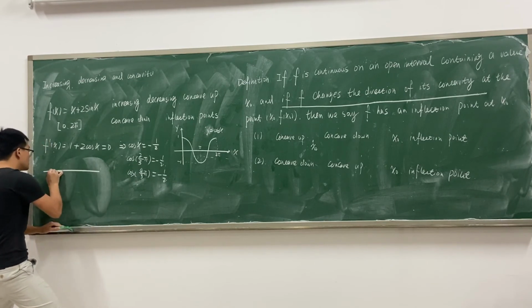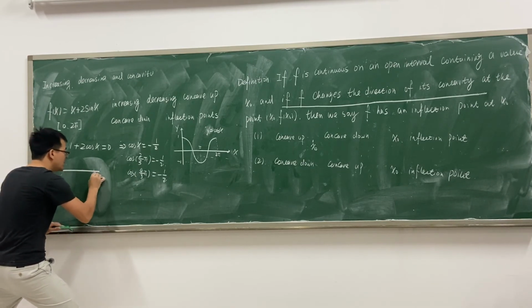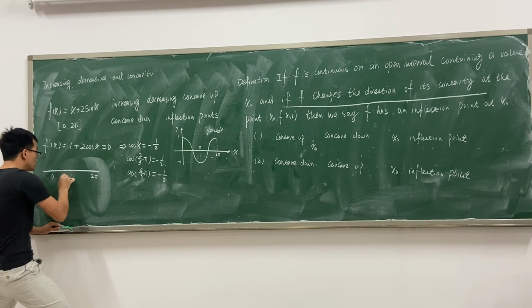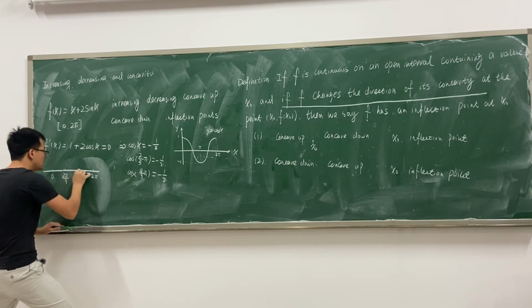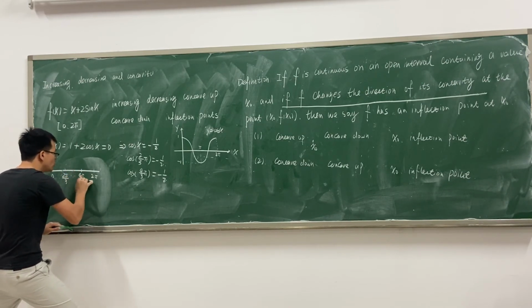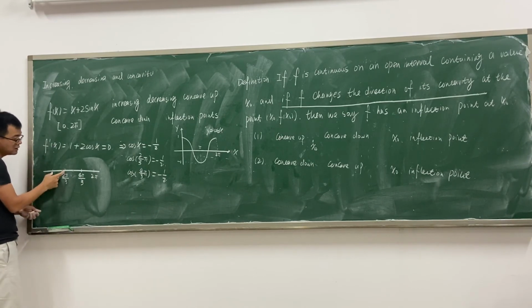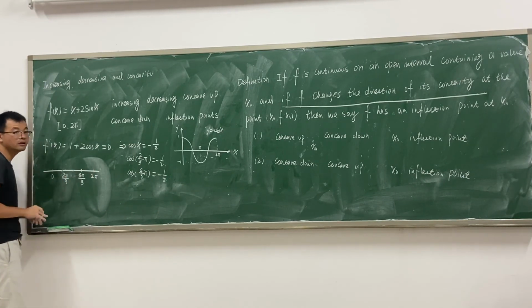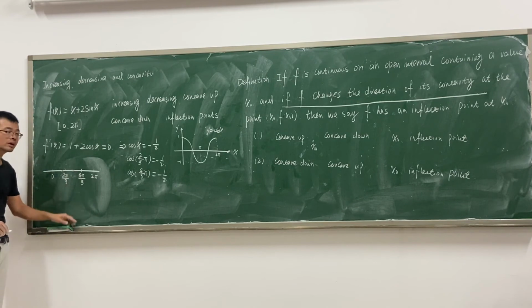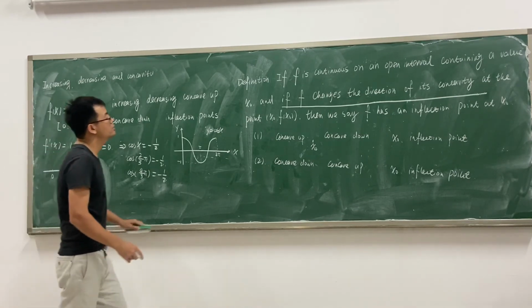Here is 0 to 2 pi. Here is 2 pi by 3. Here is 4 pi by 3. So we have one interval, second interval, the third interval. So we have 3 parts.